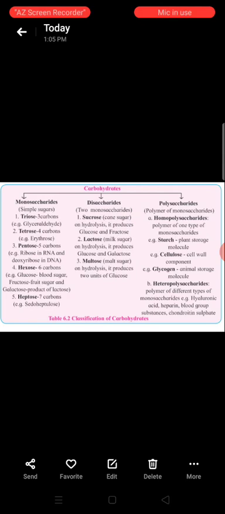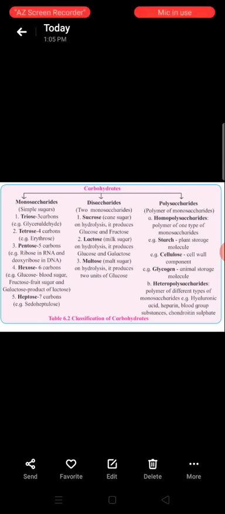Number 2, disaccharides. Di means 2. These carbohydrates consist of 2 monosaccharides. For example, sucrose, which is present in cane sugar. On hydrolysis, sucrose produces glucose and fructose. Second example, lactose, which is present in milk, also called milk sugar. On hydrolysis, it produces glucose and galactose.